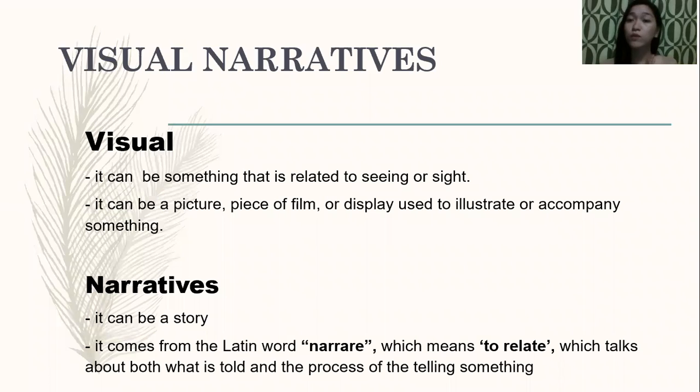So, when we say visual narratives, it has two root words, the visual and the narratives. When we say visual, it can be something that is related to sight or seeing. It can be a picture, piece of film, or display used to illustrate or accompany something. So I can say that this visual is somewhat related to our sense of sight.